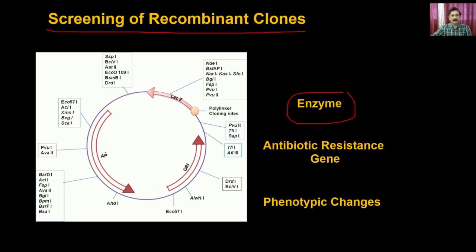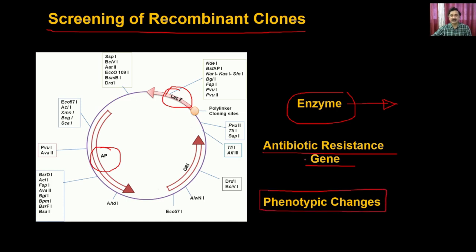This is a typical plasmid that you can use in your cloning reactions. What you see here is a LacZ promoter and a LacZ gene. That gives you the criteria to screen by enzymes. Then you have the ampicillin resistance gene, which gives you a criteria to use as the antibiotic resistance gene. And sometimes it also gives the criteria to use phenotypic changes. So you use either the enzymes, or the antibiotics, or the phenotypic changes.